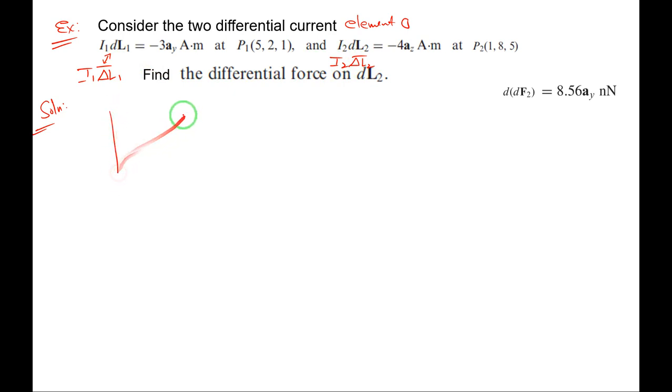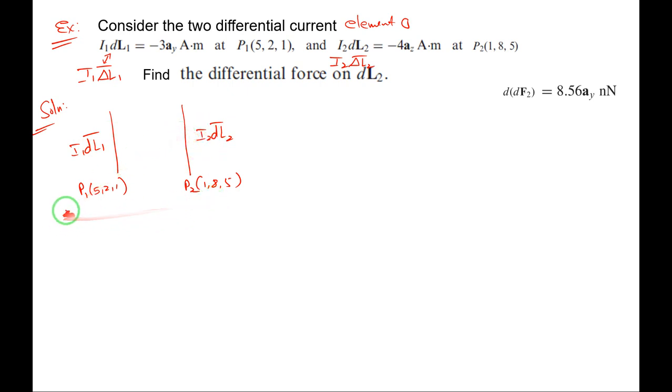Okay, two current elements are given. This is one current element and this is another current element. So the first current element is I1 dl1, and the second current element is I2 dl2, right? It is located at point P1 of 5 comma 2 comma 1. Another current element is at P2, that is 1 comma 8 comma 5. What they are asking: find the differential force on dl2. dl2 means we want to find out the force exerted on current element 2.